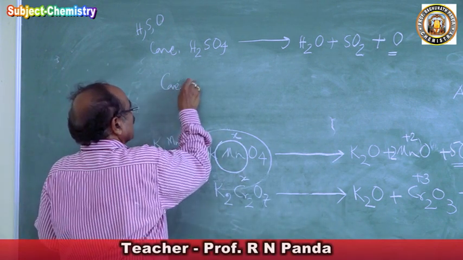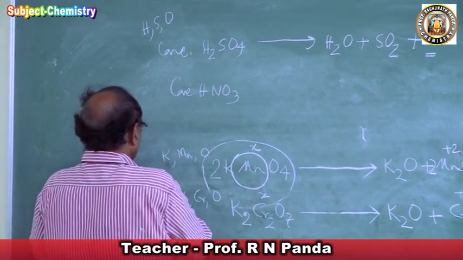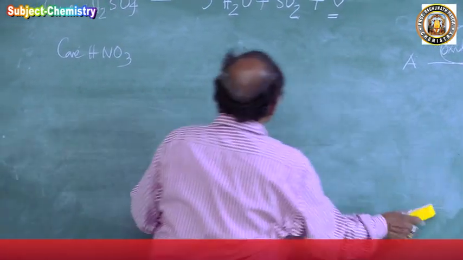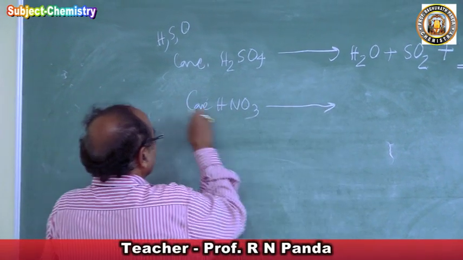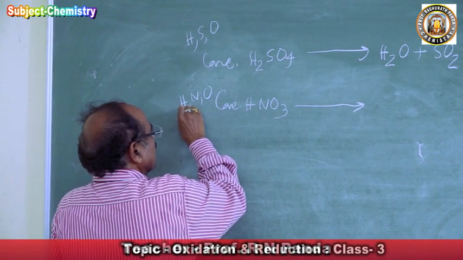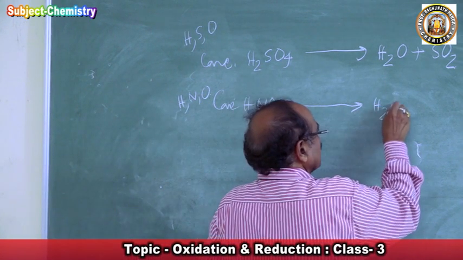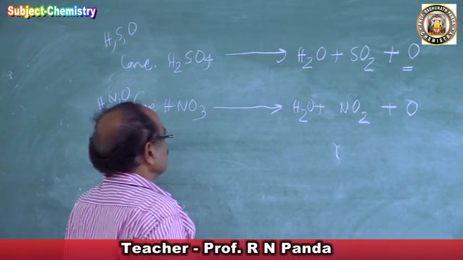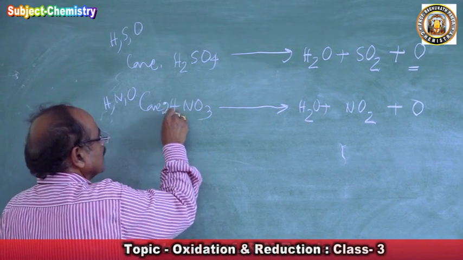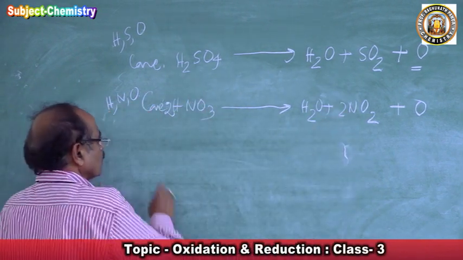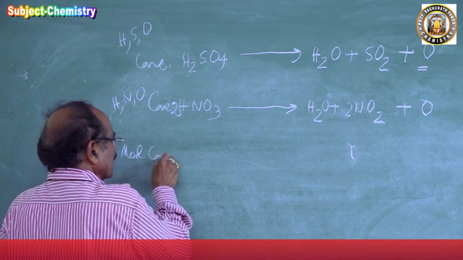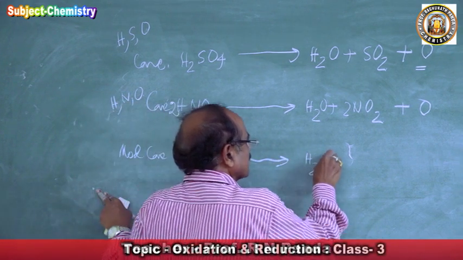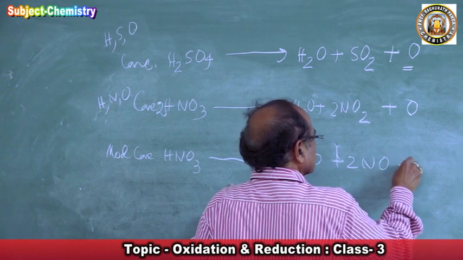Similarly, concentrated nitric acid is also an oxidizing agent. How? Now we have used the reactions you have done. We have hydrogen, nitrogen, oxygen. Hydrogen and oxygen combine to form water. Nitrogen and oxygen combine to form nitrogen dioxide, and oxygen will come out. So, 2 HNO3 gives 2 NO2 and O. Moderately concentrated nitric acid is also an oxidizing agent. It decomposes to form water plus nitric oxide plus oxygen.